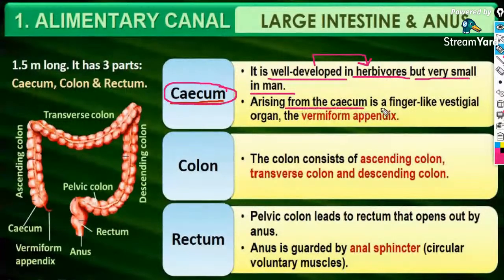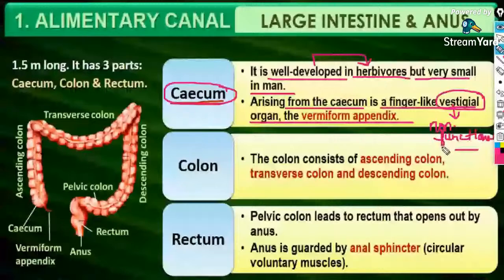Arising from the cecum is a small finger-like vestigial organ which is the vermiform appendix. Vestigial means non-functional. As evolution has happened, the appendix has become non-functional. Okay, that is all about the cecum. It is well developed in herbivores but very small in man.